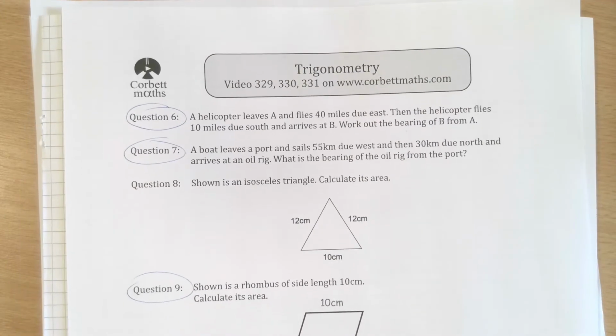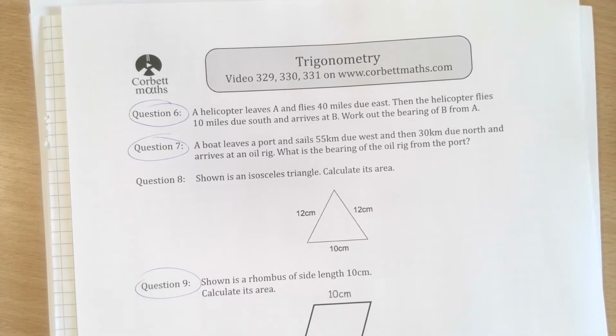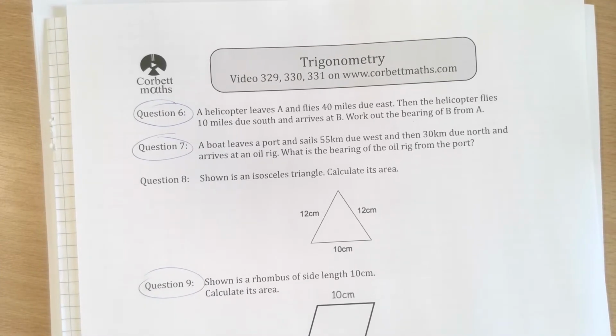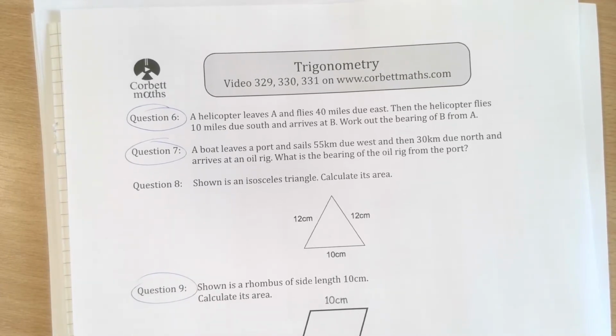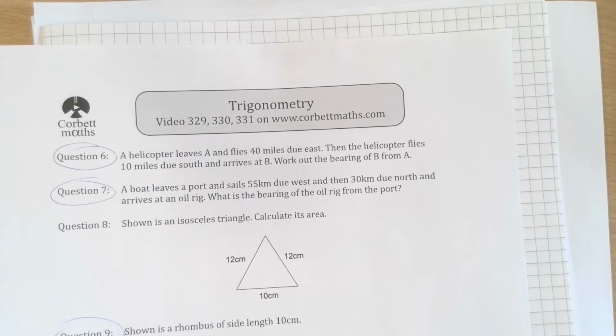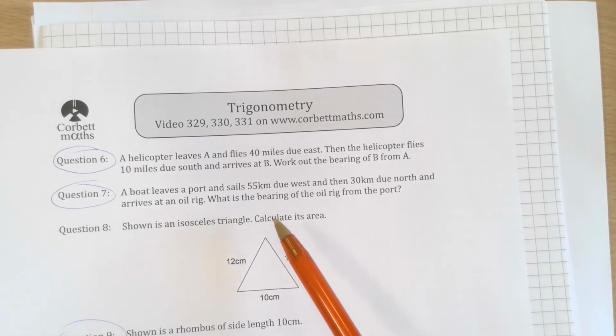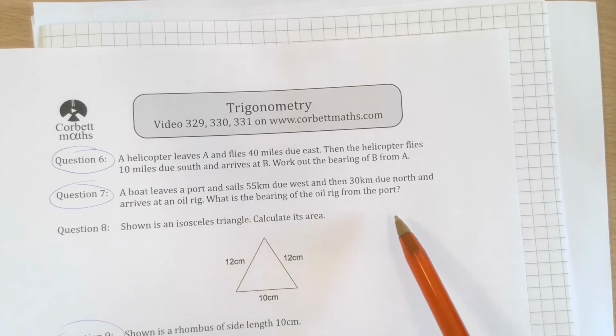I'm going to just do a quick question 7. Question 6 and question 7 of this exercise are very similar to each other. So hopefully, if you understood what I was talking about with question 6, question 7 shouldn't be too bad. A boat leaves a port and sails 55 kilometers due west, then 30 kilometers due north.